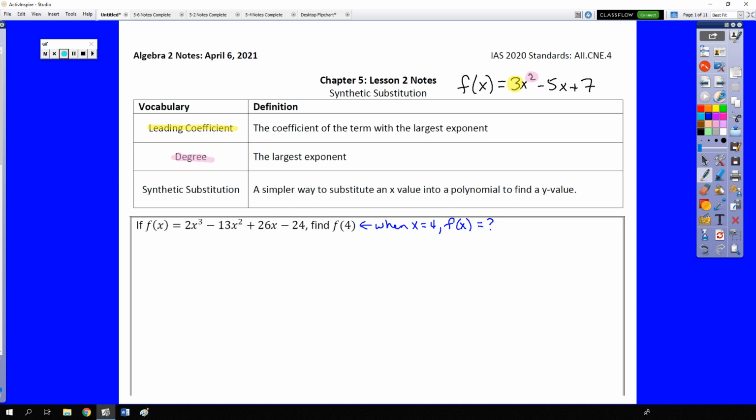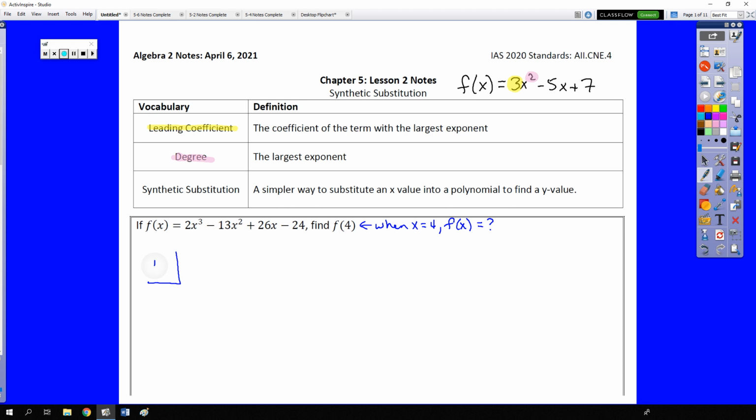we used to plug that 4 in for all the different x's, and then we'd cube it, square it, whatever we needed to do, and add them together. There's just a lot of opportunities there to make errors. There's a lot of places where we can mess that up. On the other hand, if we use what is called synthetic substitution, all we're doing is adding and multiplying, which simplifies the work. So here's how this works.